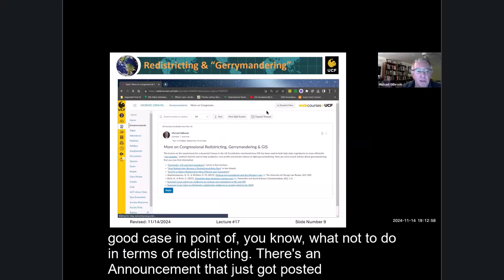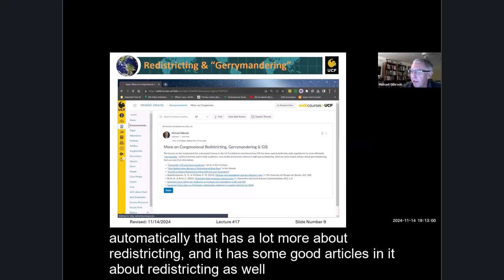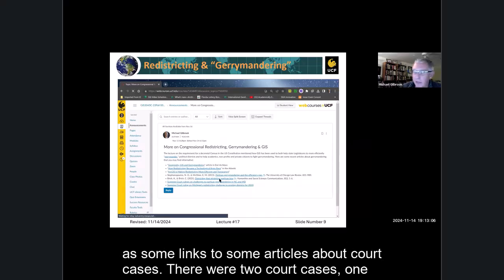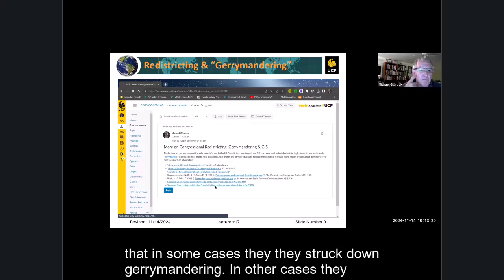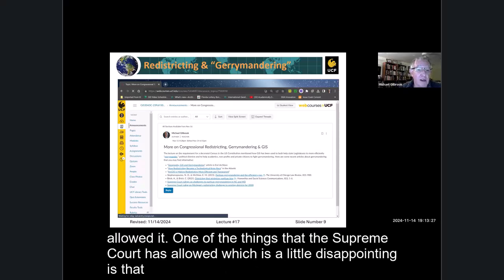There's an announcement that just got posted automatically that has a lot more about redistricting, and it has some good articles in it about redistricting, as well as some links to some articles about court cases. There were two court cases, one on gerrymandering in North Carolina and Maryland, and another one on Michigan, that in some cases they struck down gerrymandering. In other cases, they allowed it.